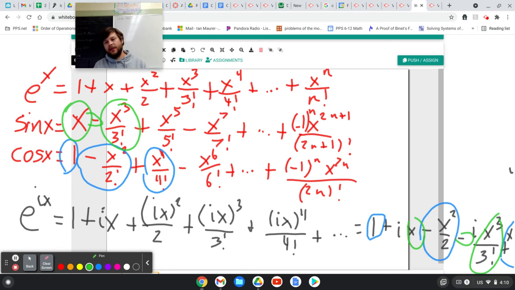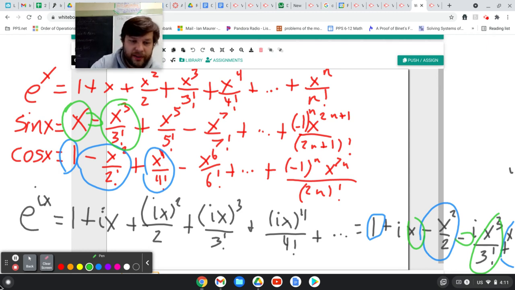That the cosine values are all real, because when you raise i to an even power, you get a real number. And so every other term is a real number, and every other term in between is an imaginary number. And the real parts are all the expansion of cosine, and the imaginary parts are all the expansion of sine.